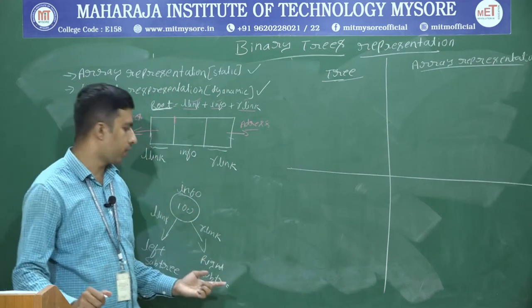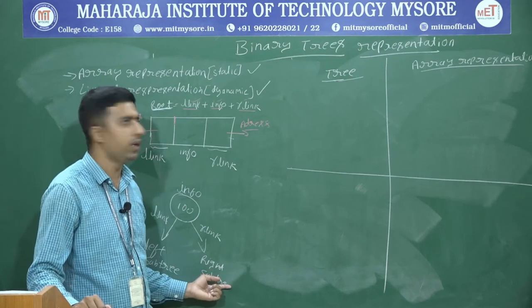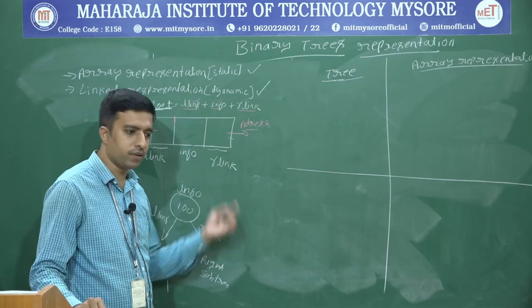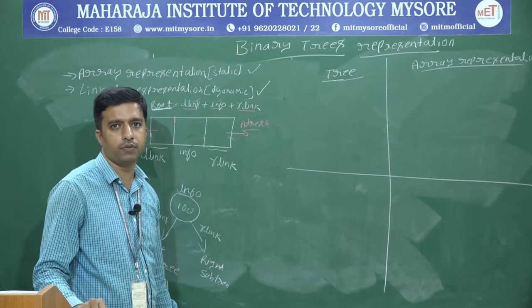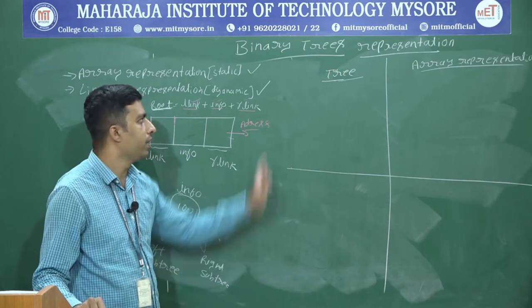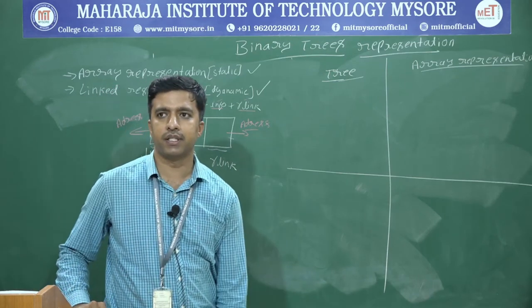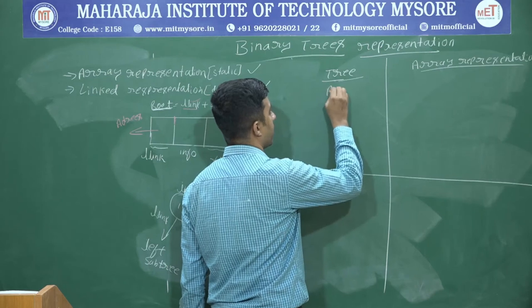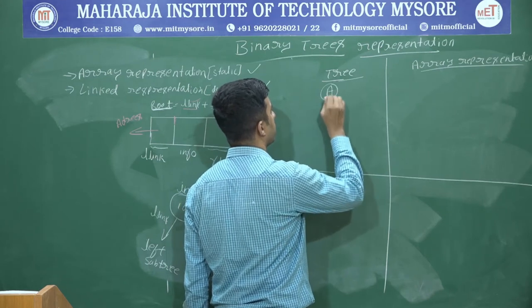Linked list representation is dynamic. Why? Because if the tree grows, the linked list allows you to continue, but the array representation is static. The representation depends on how many nodes are there.